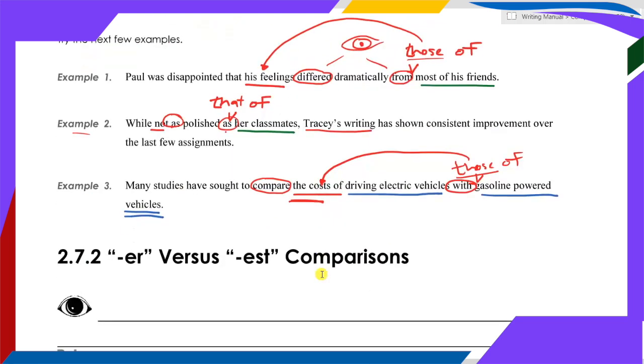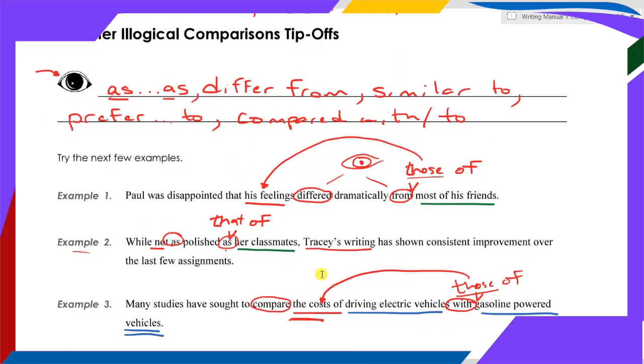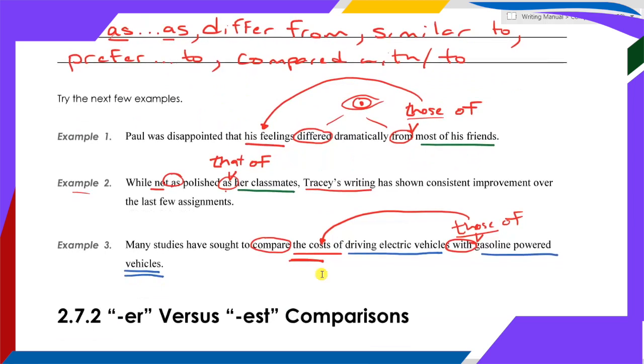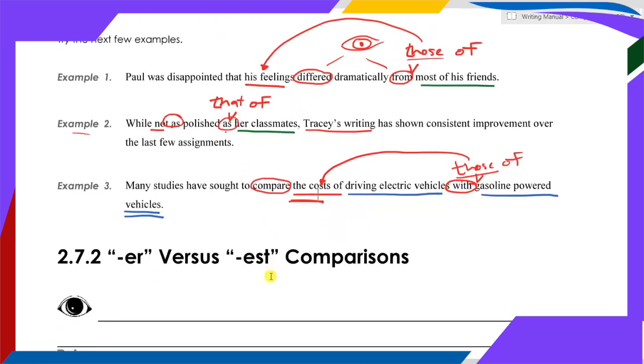Those are your unclear or illogical comparison tip-offs and examples. Make sure you know that well. It is a very common error that shows up on the SAT.